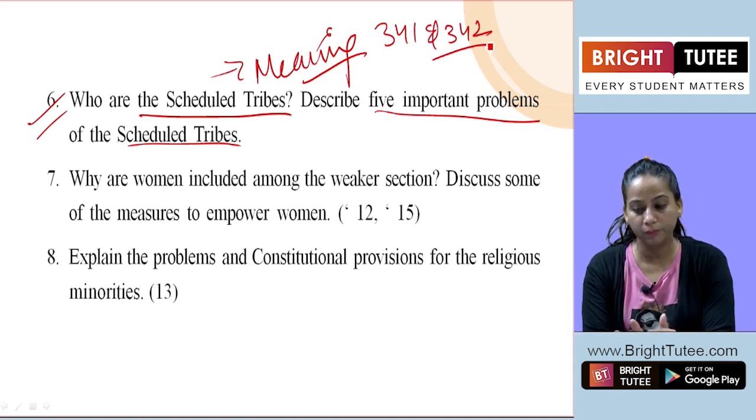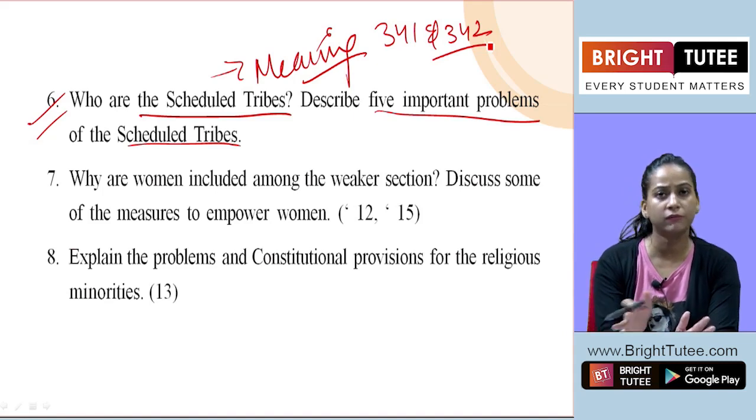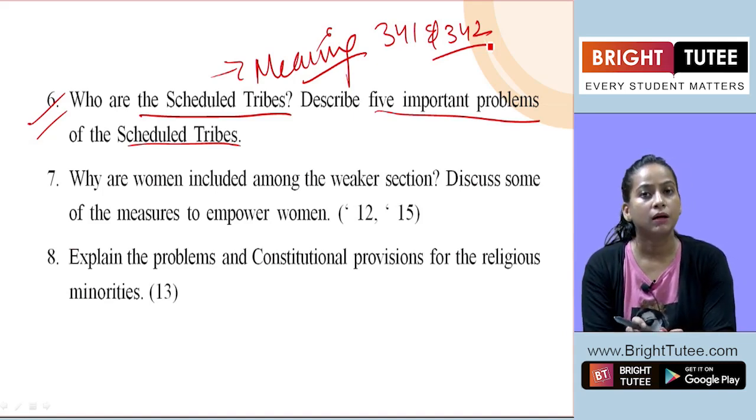Then the 5 problems you have to mention, the problems that we have already mentioned here: the problem related to land alienation, the problem related to unemployment and poverty, the problem related to health and nutrition, the problem related to illiteracy and lack of education, and indebtedness. Any of these 5 problems you can mention along with a heading, and the explanation needs to be done.